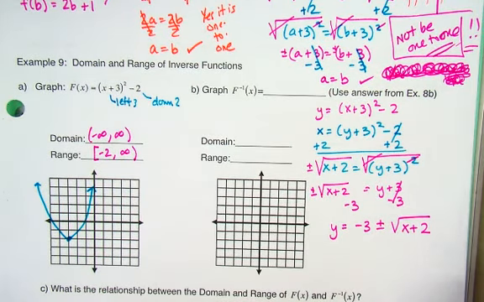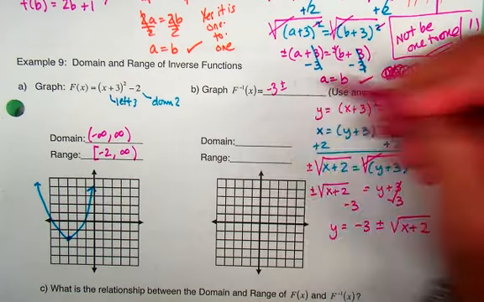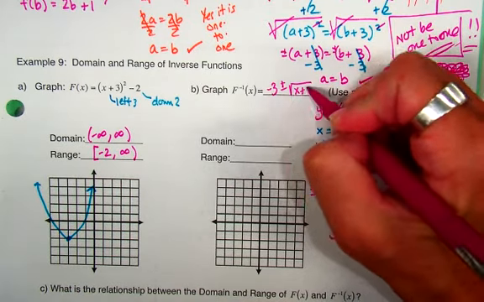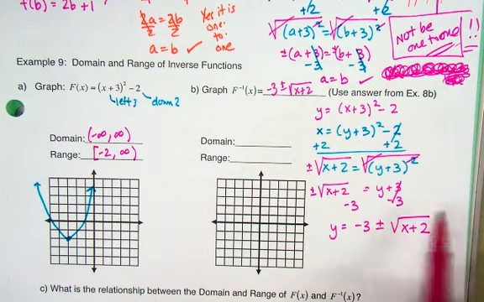All right, so did you get this for its inverse? -3 plus or minus the square root of x plus 2. And here you do need the plus or minus. Okay.